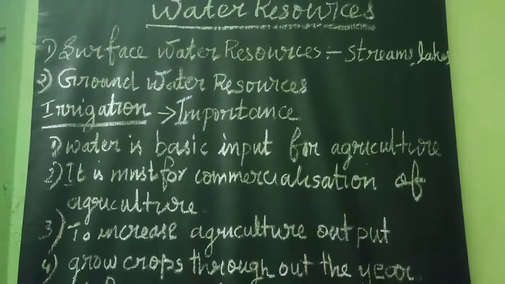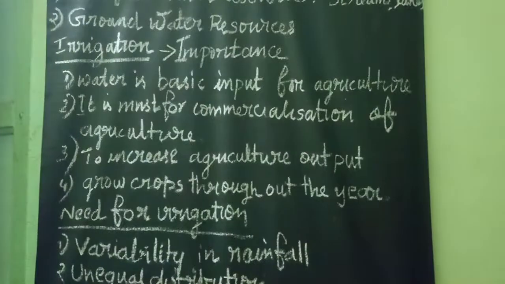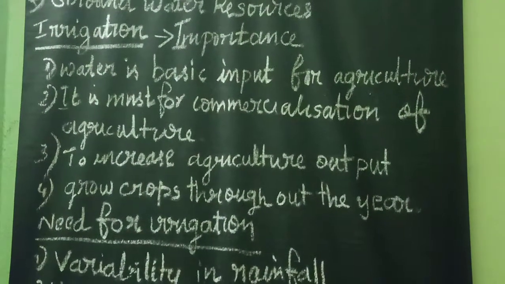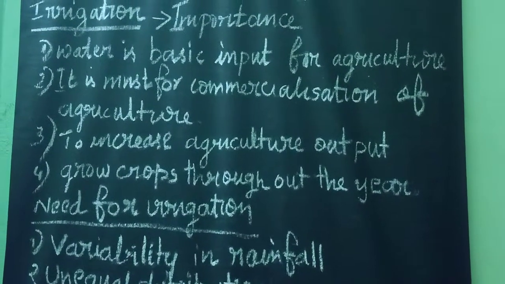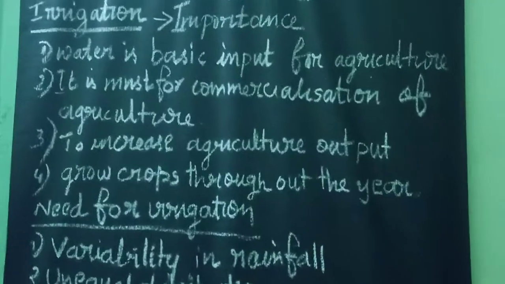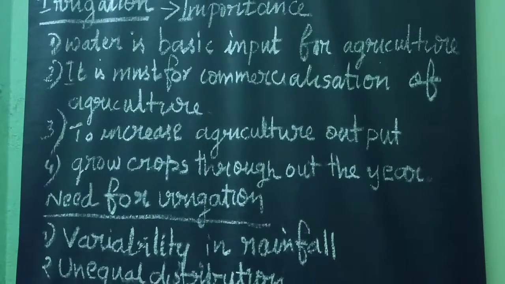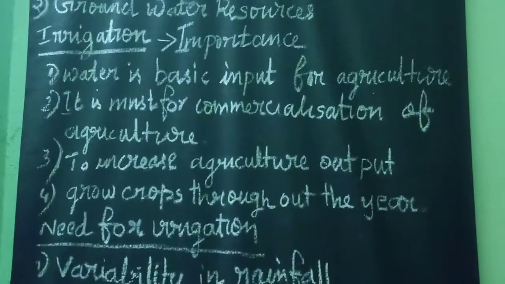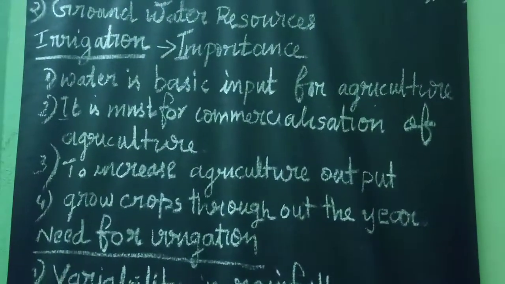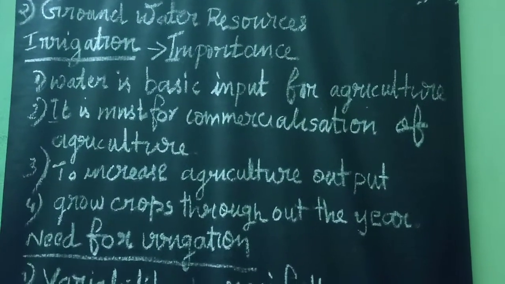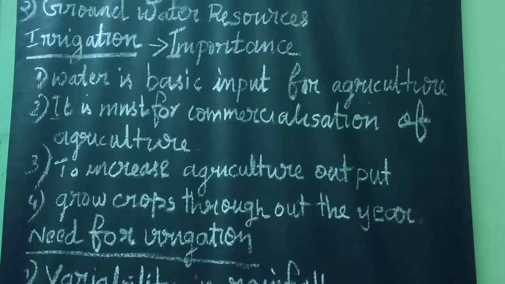Now, what is irrigation? We know already water is an important input for successful agriculture. So here, irrigation means the process of supplying water to crops by artificial means such as canals, wells, tube wells, tanks, etc., from sources of water such as rivers, tanks, ponds, or underground water. That is called irrigation.